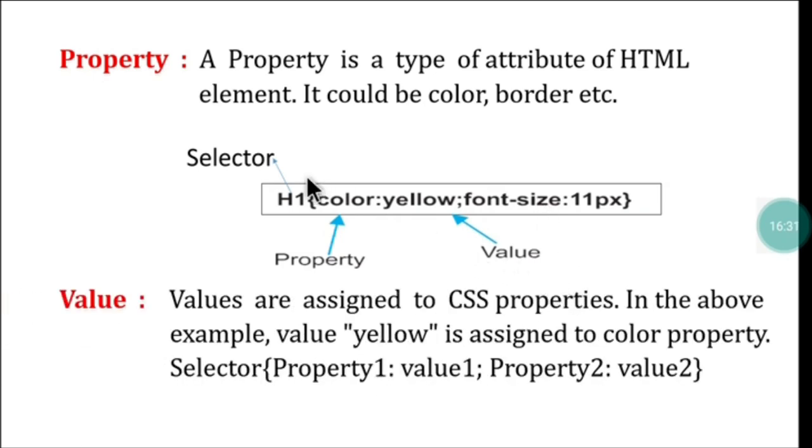Value. When you are using the style, how to set the CSS, at that time you must provide the value. What is called value? Values are assigned to CSS properties. Now here color, but what value is given? Color name yellow is given, that's why it is called a value. And the second, font size, but how much font size do you use here? 11 pixel. So this is again a value. In the above example, it is shown that yellow is assigned to the color property and 11 pixel is assigned to the font size. So these are called values.